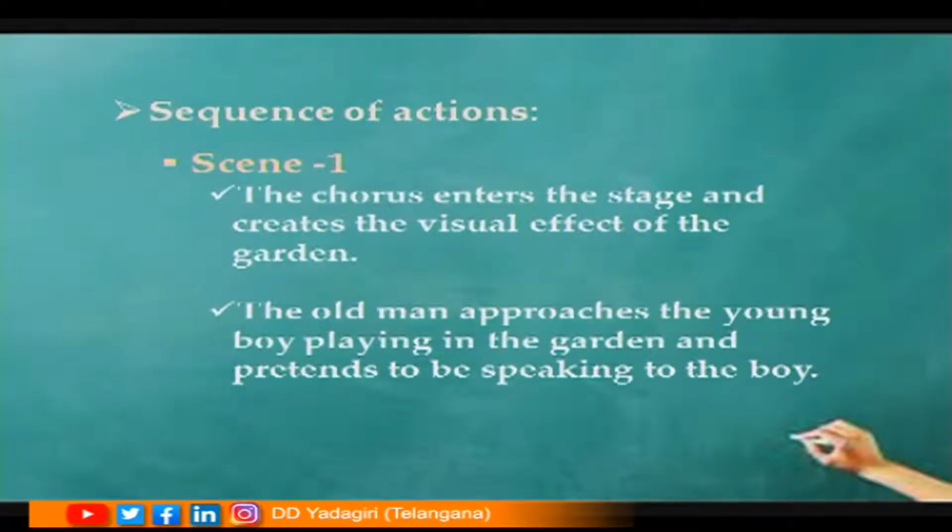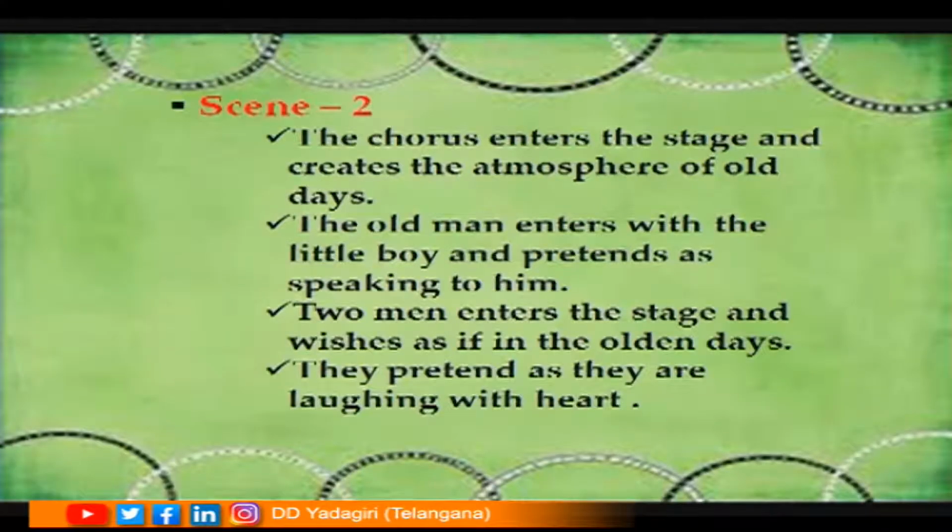The next one is the sequence of actions. We have taken 3 scenes for these 3 stanzas. The first scene: the chorus enters the stage and creates the visual effect of the garden. The old man approaches the young boy playing in the garden and pretends to be speaking to the boy. Then in scene 2, the chorus again enters the stage and creates the atmosphere of the old days. The old man enters with the little boy and pretends as if he is speaking to him. The 2 men enter the stage and wish each other as in the olden days.